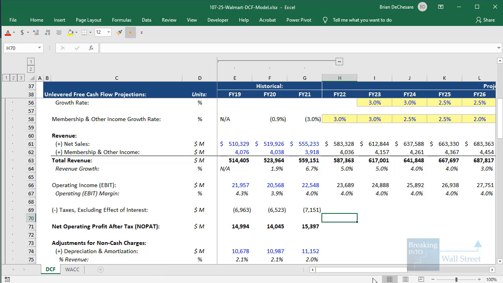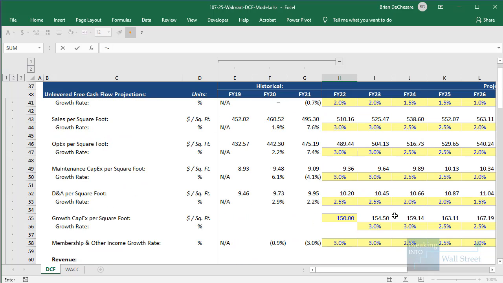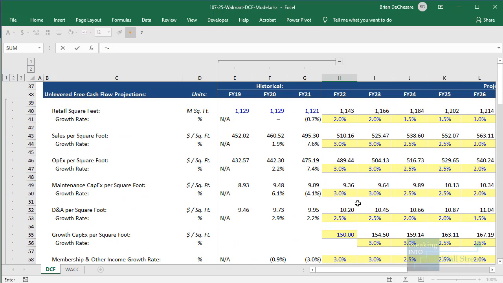So let's go down to the capital expenditures so we can get this. And let's go up first. Now, the first category here is maintenance capex per square foot. The company needs to spend something on its existing stores. So we can take this and multiply by the retail square feet from the previous period.